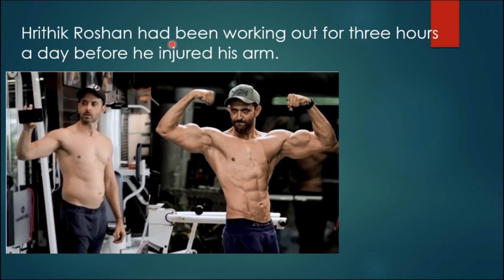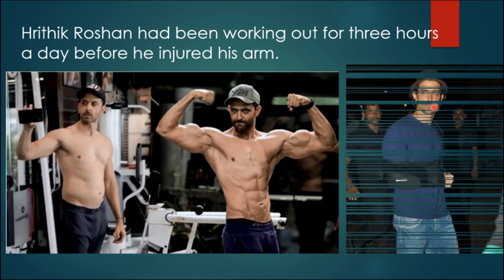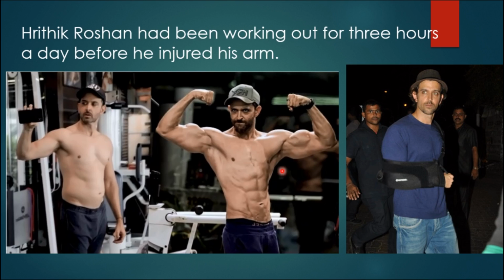Hrithik Roshan had been working out for 3 hours a day before he injured his arm. Before he injured his arm, he worked out for 3 hours a day. It means it was going on between two particular points of time in his life. Okay, look here what happened. He was working out, but when he got injured, he stopped. Okay, good. So I think you understand the past tenses very well.